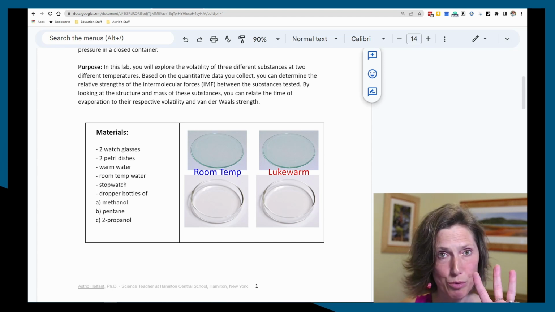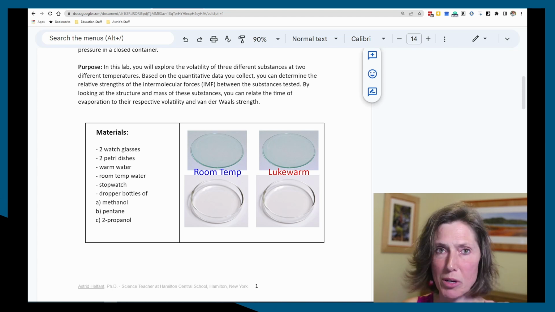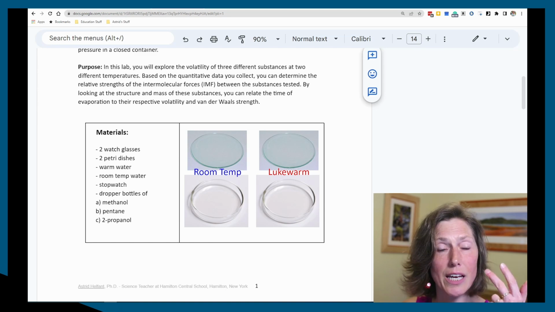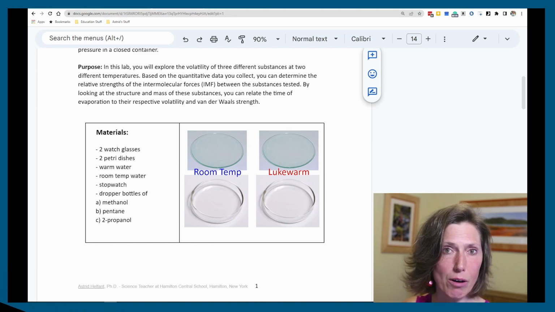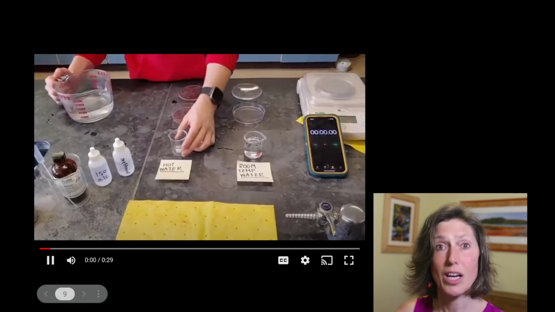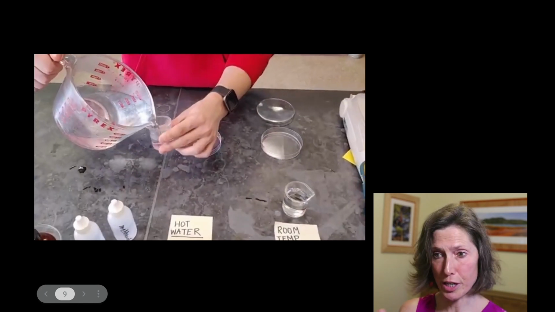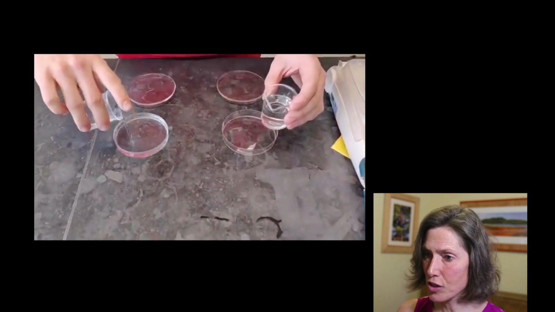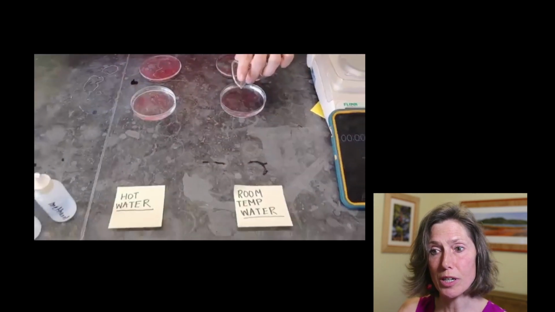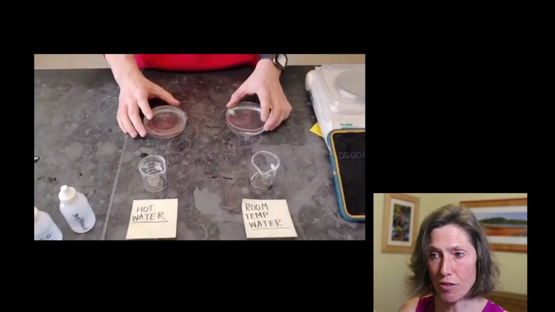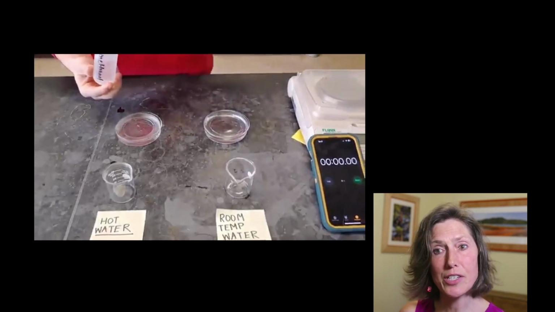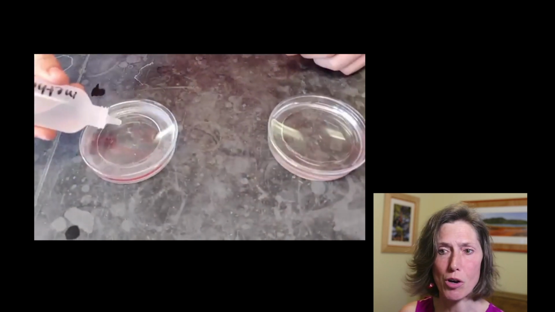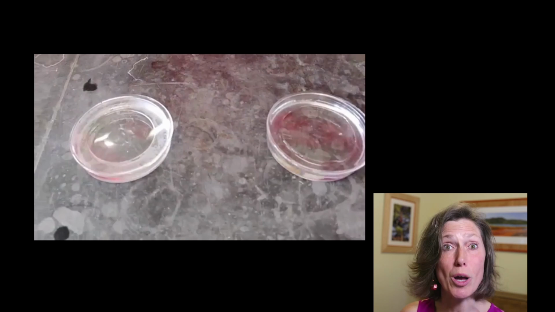We're going to be working with 3 substances at a very much a microscale level, namely methanol, pentane, and rubbing alcohol, or isopropyl alcohol, or propanol. Let's check out the setup. You see here my student pouring some hot water, lukewarm, and some room temp water into a little petri dish and covering it with a watch glass. Now he's going to add hopefully one, I think he's adding 2 drops of methanol on each watch glass.